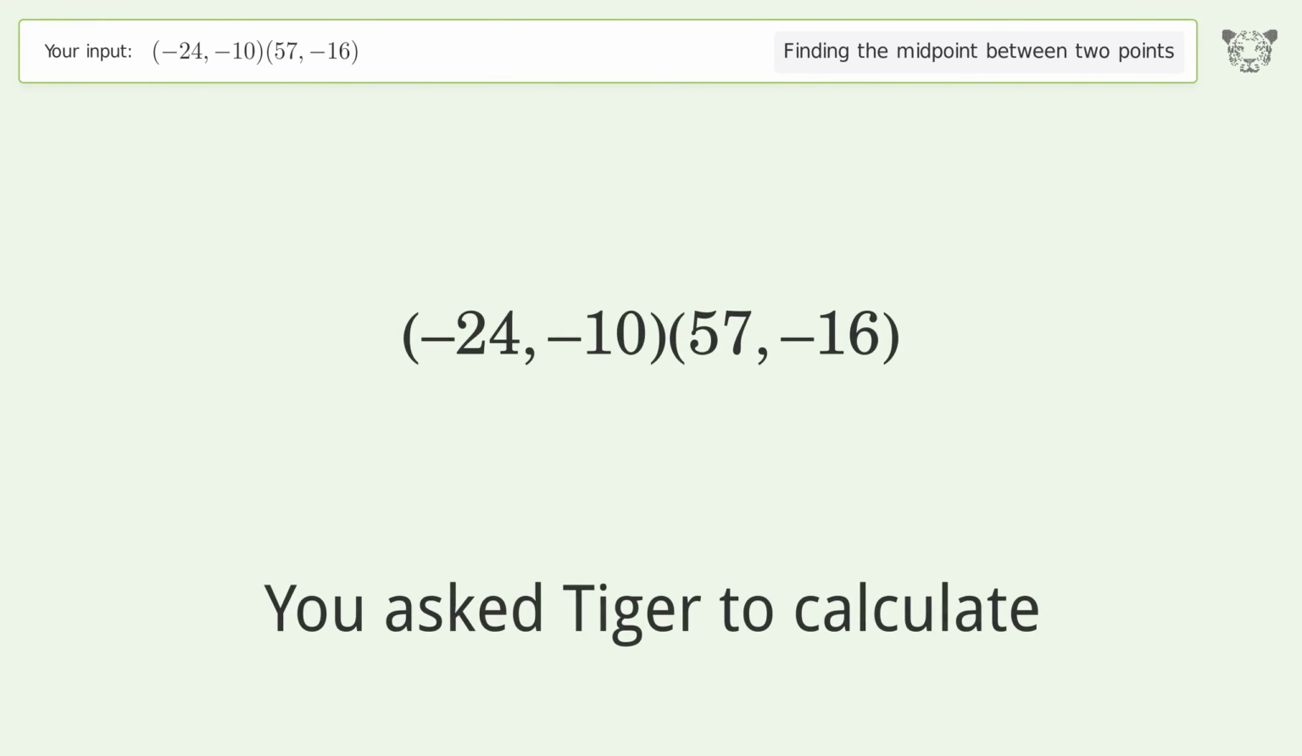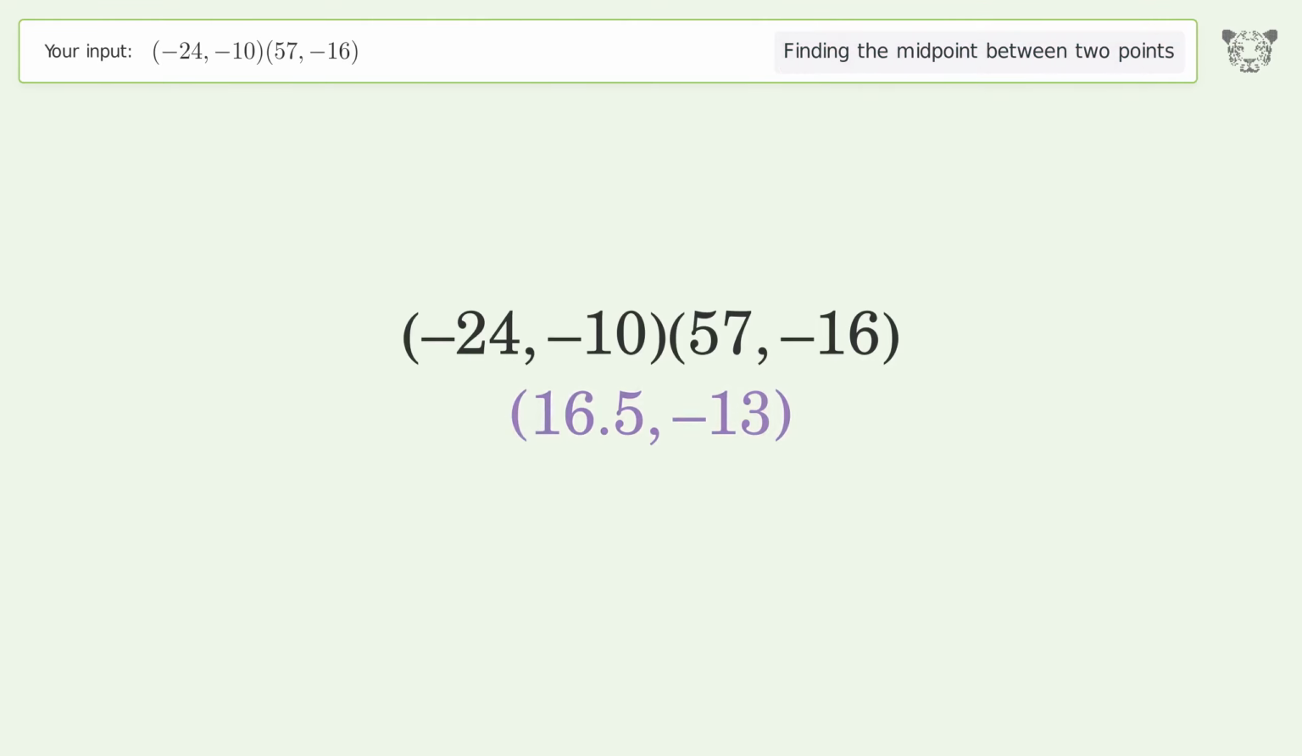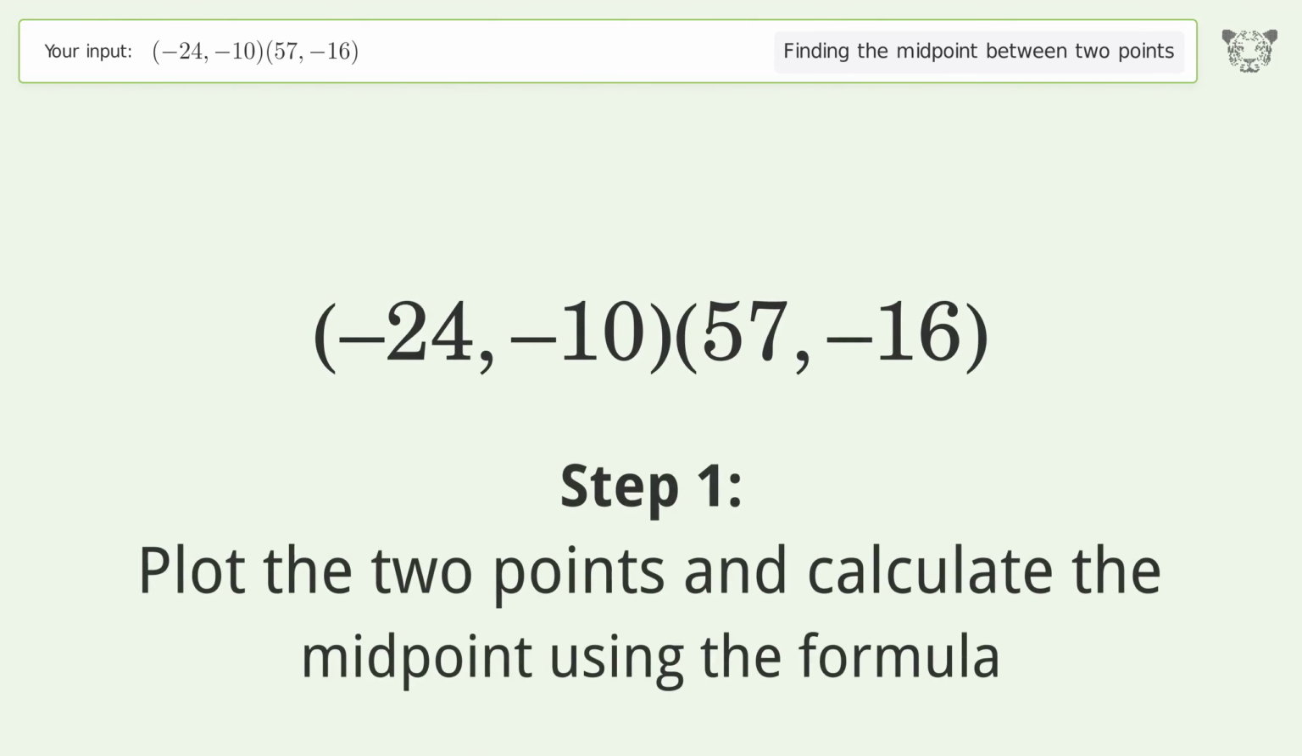You ask Tiger to calculate. This deals with finding the midpoint between 2 points. The midpoint between the 2 points is 16.5, negative 13. Let's solve it step by step. Plot the 2 points and calculate the midpoint using the formula.